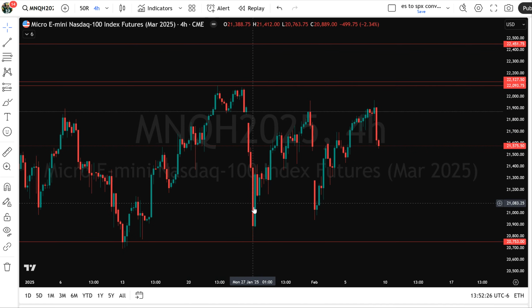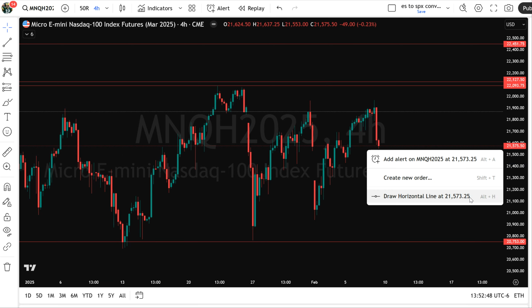So then we get to here, and look what happened here. Went back up and tested it here. Here again, tested it, broke through, came back down, and then look at here. It came right to that level, tested it again, broke through, and now we're right back at that level. So we definitely want to watch that area.